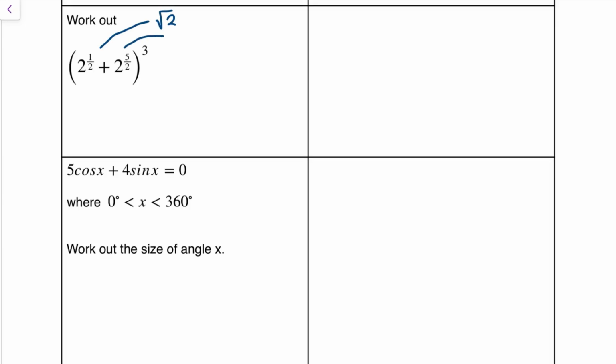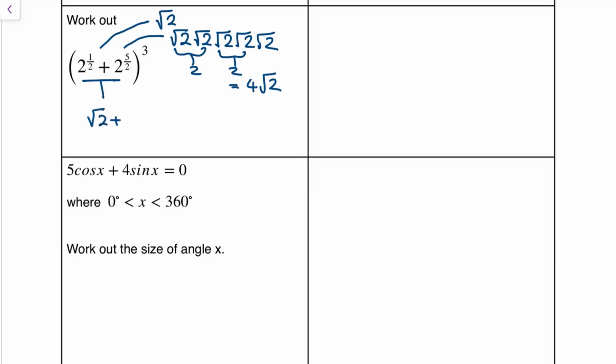This one here is root 2, 5 times. So it's root 2, root 2, root 2, root 2, root 2. And root 2 times root 2 is 2, and root 2 times root 2 is 2, and 2 times root 2 is 4. So in other words, this is all the same as 4 root 2. So really, this is saying I've got root 2 plus 4 root 2, all cubed, which is 5 root 2 cubed.